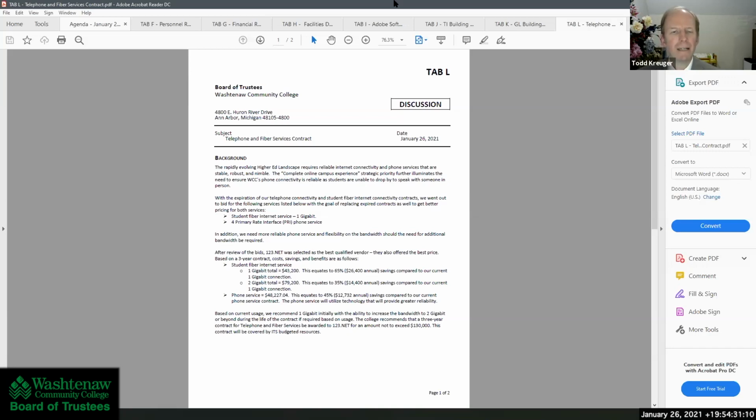So the college recommends that a 3-year contract for telephone and fiber services be awarded to 123.net for an amount not to exceed $130,000. Based on current usage, we recommend 1 gigabit initially and request the ability to increase the bandwidth to 2 gigabit or beyond during the life of the contract if required based on usage. This contract will be covered by ITS budgeted resources. Do you have any questions or need any further details?